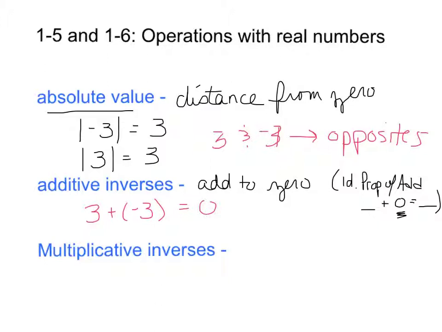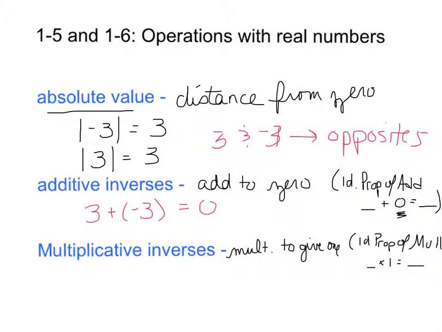Multiplicative inverses are basically the same idea, except we look at the identity property of multiplication. And instead of talking about 0, I'm talking about what number times 1 will give back the number you started with. So 1 is actually the key figure. So I'm looking for what two values multiply to give me 1, because 1 is the identity.